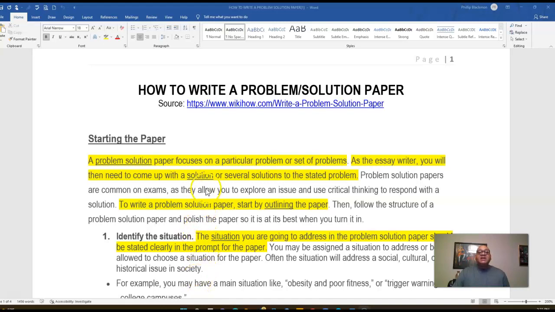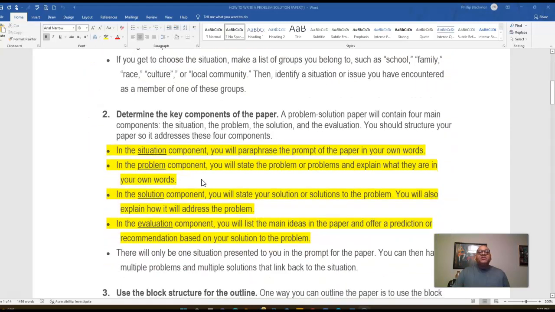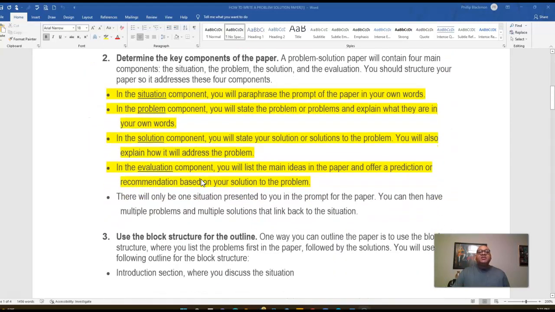This week you're going to start writing the problem solution paper, and I want to spend some time with you to discuss what goes into it. I'm going to use this handout, How to Write a Problem Solution Paper, and zero in on the four sections you need to be dealing with: the situation, the problem, the solution, and the evaluation.